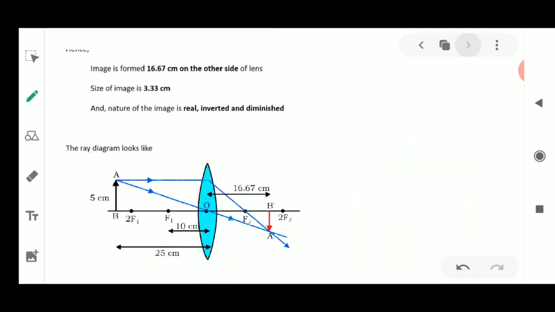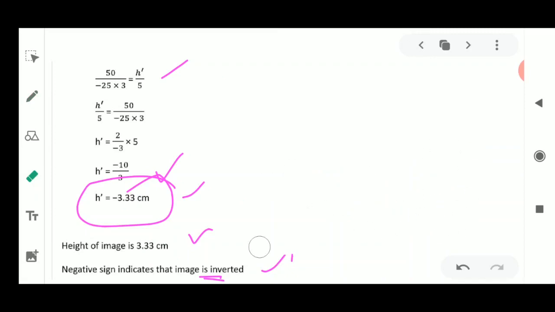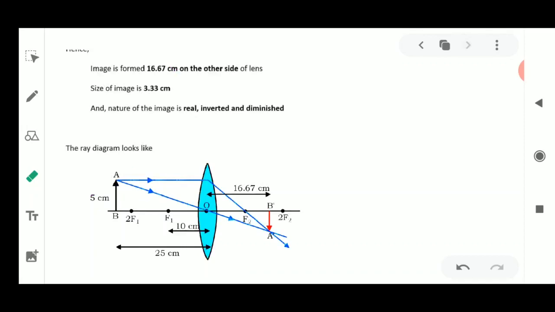Now we will find out more things. The image distance is 16.67 on the other side of the lens. It means it is present on this side of the lens. That is why the negative sign is used, and it is an inverted image. If it is formed on the other side, it means it is a real image. So it is real, inverted and diminished. Why diminished? Because the size of the object is 5 centimeters and the image formed is 3.33 centimeters.